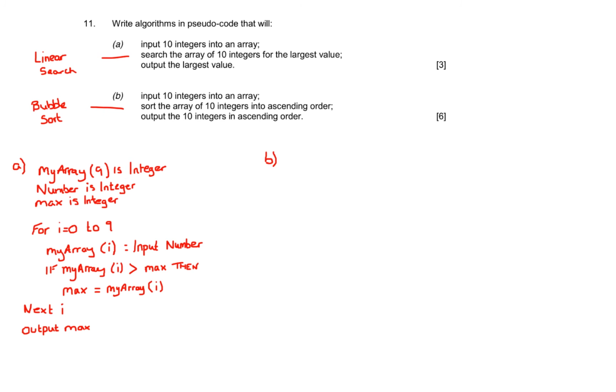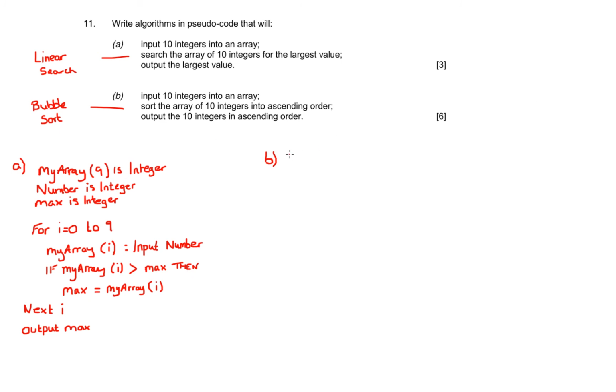Looking now at the second part, we need to input 10 integers into the array again and then sort the array of 10 integers into ascending order. Output the 10 integers in ascending order. Now this is worth 6 marks, so I've decided here that I'm probably going to use something like a bubble sort in order to sort the list in ascending order.